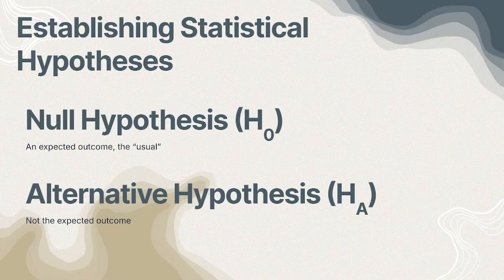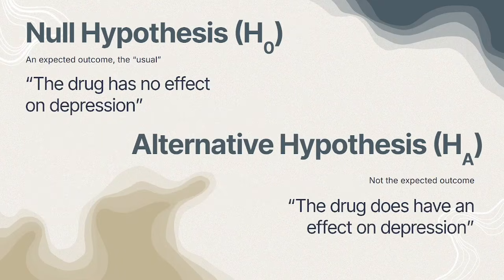For example, if a pharmaceutical company is testing a new antidepressant, the null hypothesis would be the drug has no effect on depression. And if we talk about the other one, the alternative hypothesis would be the drug does have an effect on depression. So there is a null hypothesis and there is an alternative hypothesis.